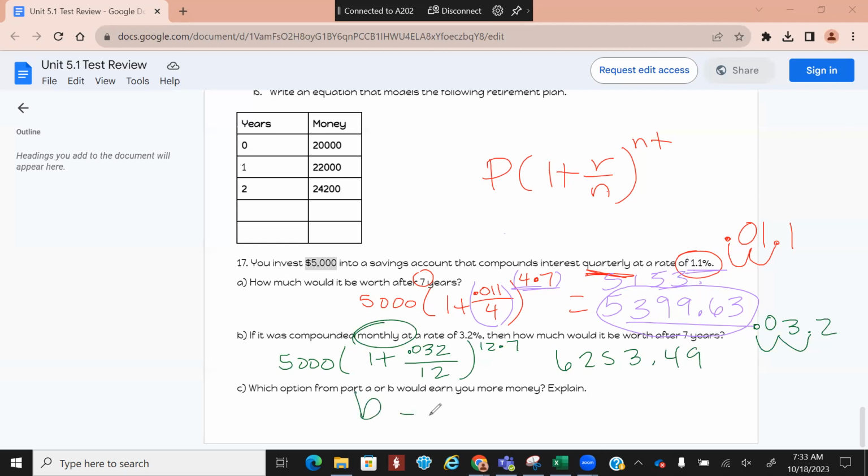So which option would you prefer? I would do option B because it earns you more money, because it's compounded more often.